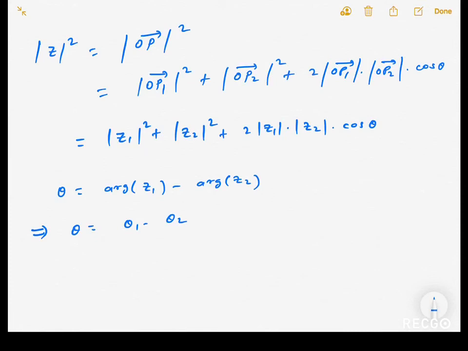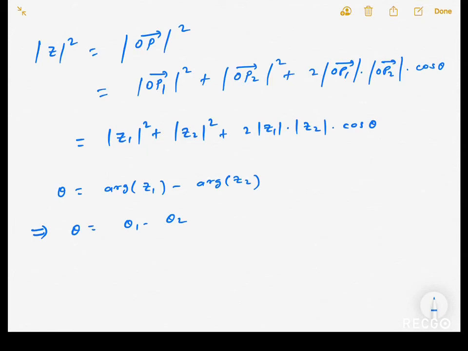Very simple, right? So now we can write mod z square, the formula that we left above, by simply writing cos theta. We can replace theta by theta 1 minus theta 2, and therefore mod z square shall be equal to mod z1 square plus mod z2 square plus 2 mod z1 into mod z2 into cos of theta 1 minus theta 2, right?